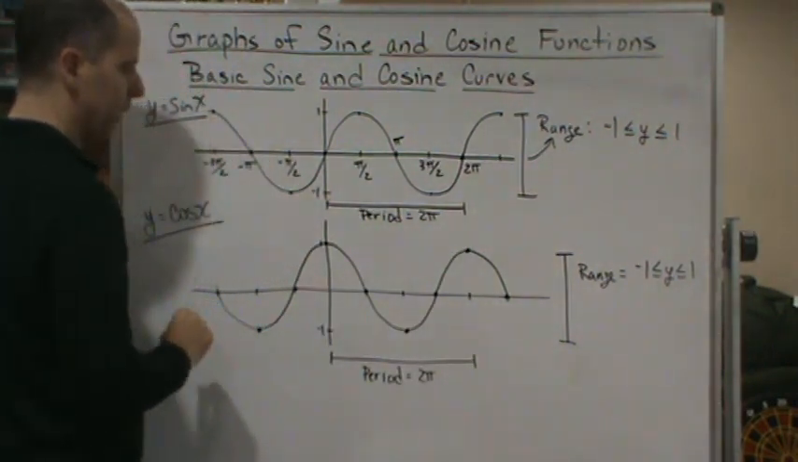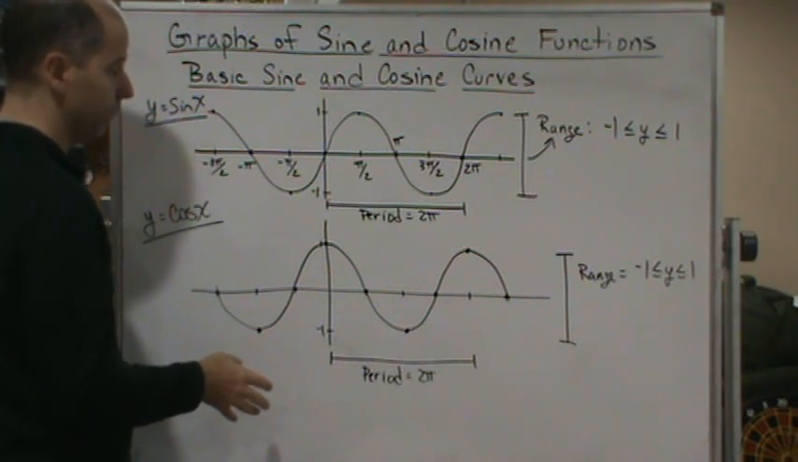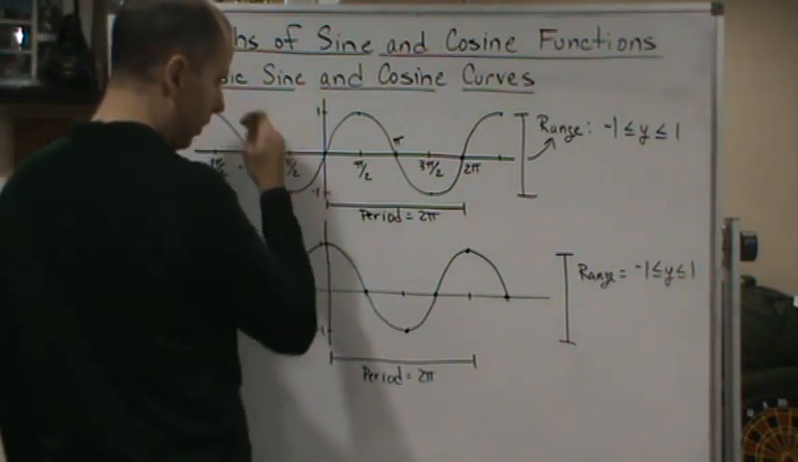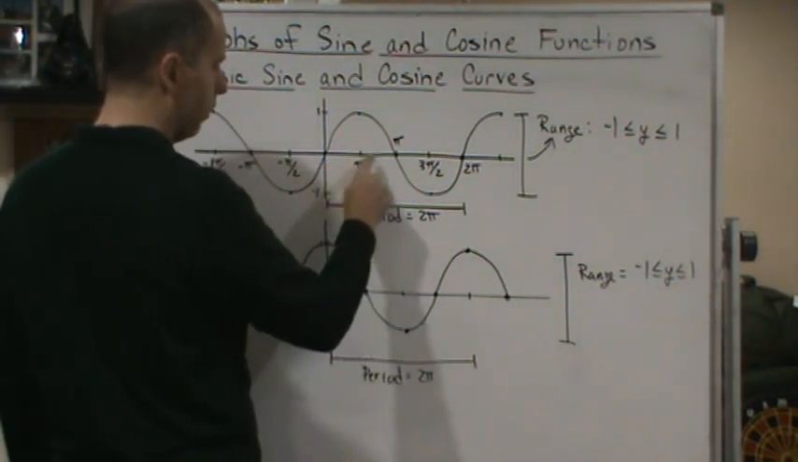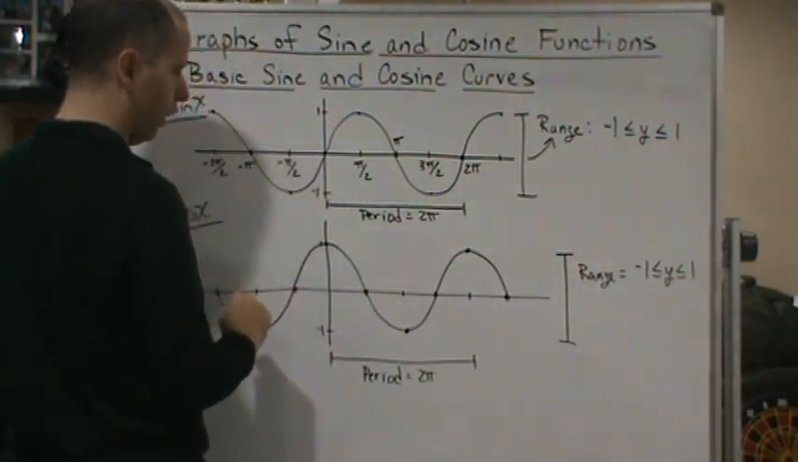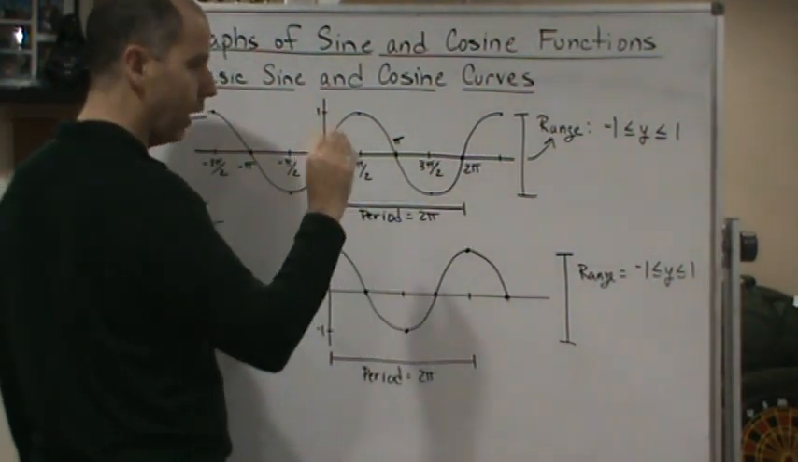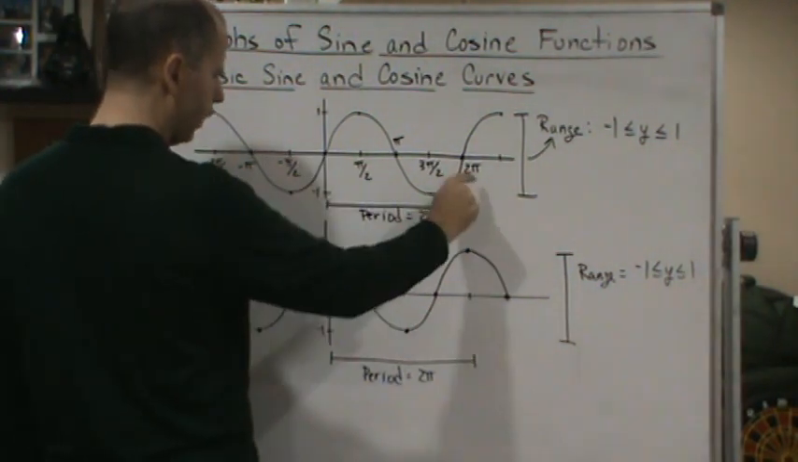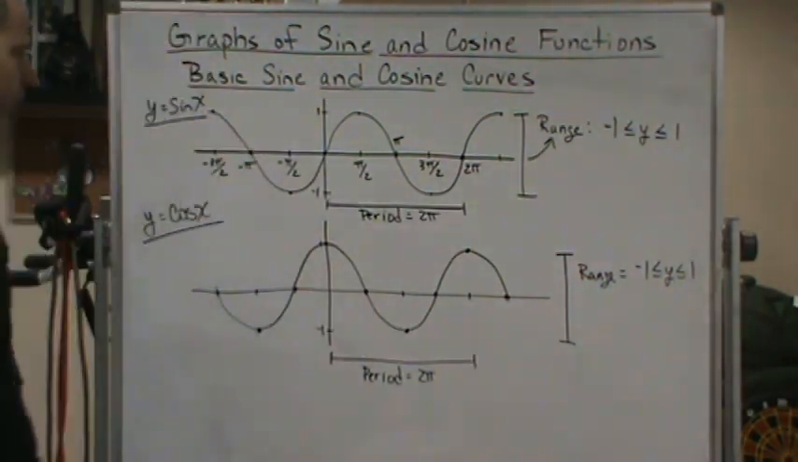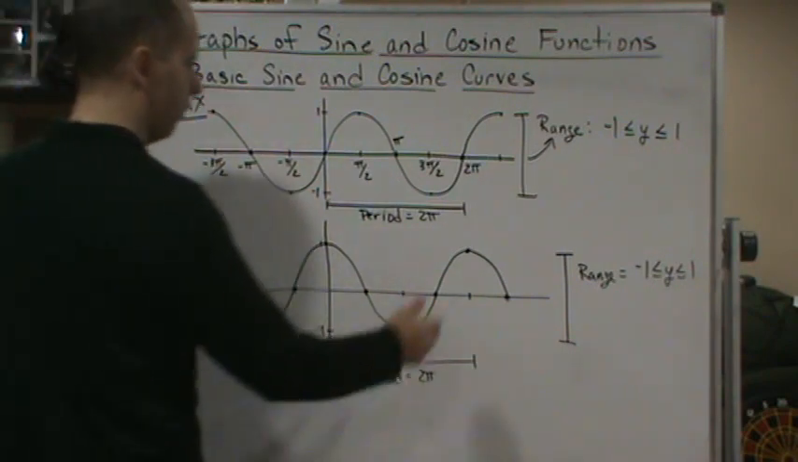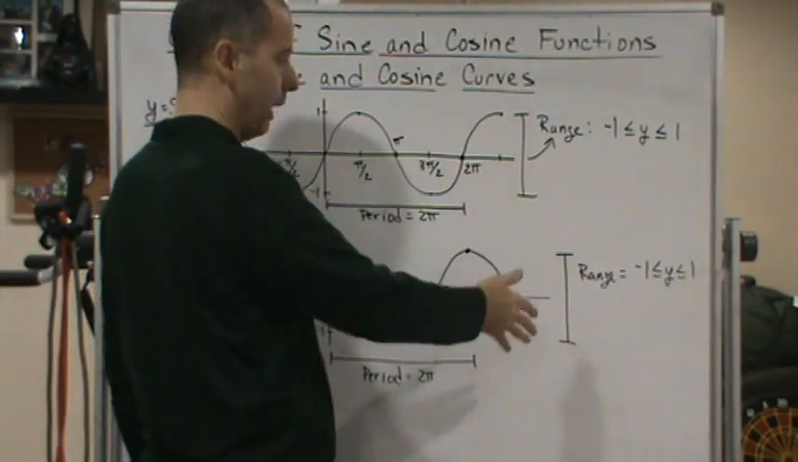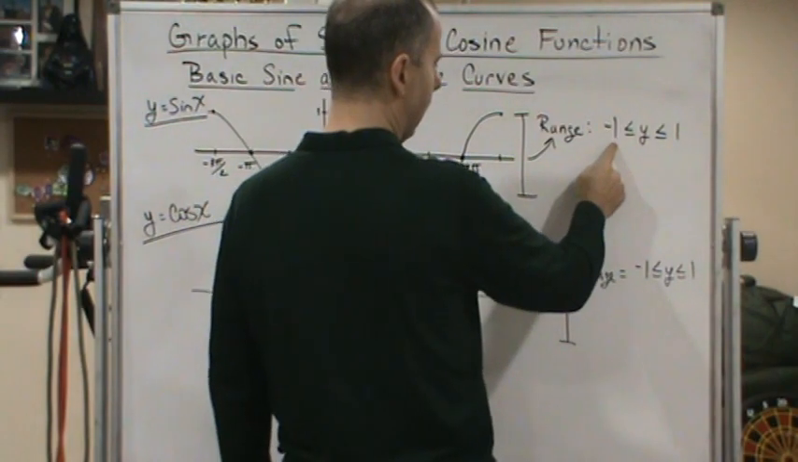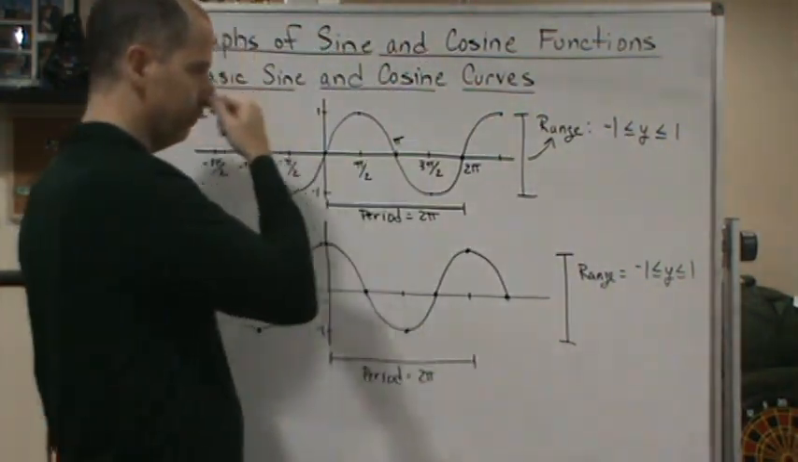Because that's when it repeats itself. So one cycle is going to go from 0 to 2 pi. The range, the sine function bounces back and forth between negative 1 and 1 inclusive.